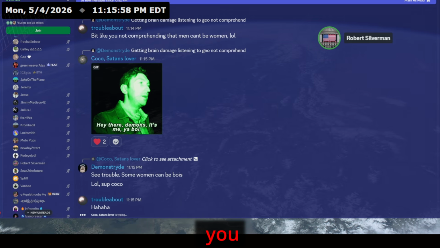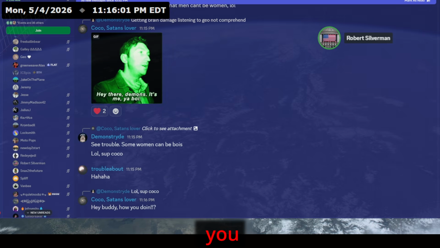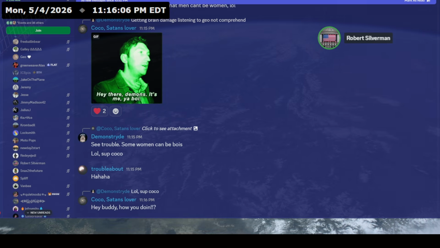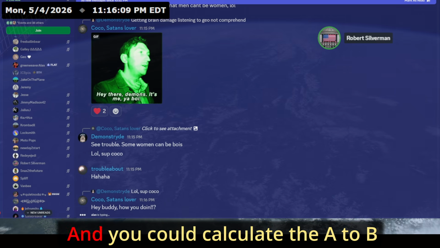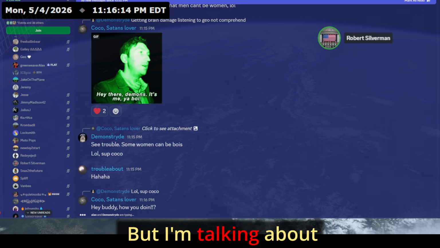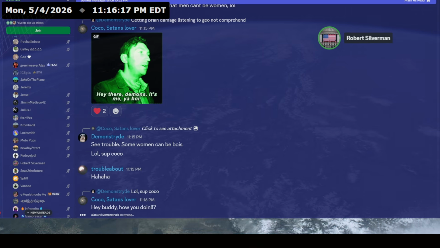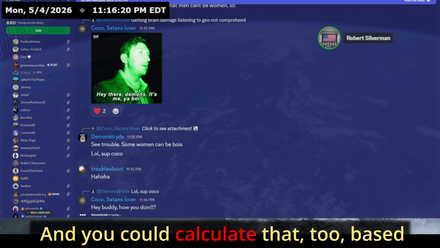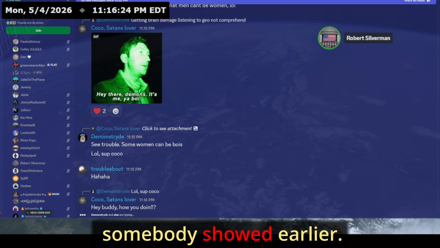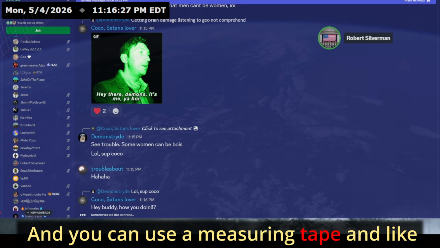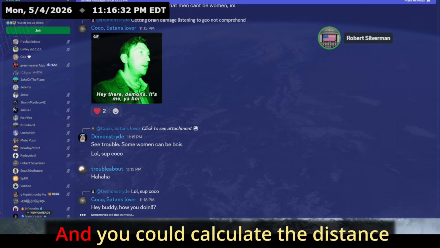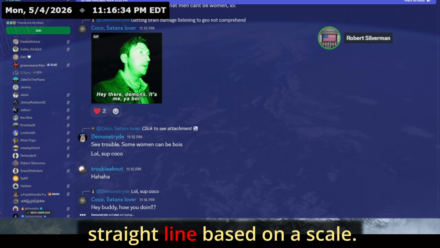When you're planning out a trip, you're not calculating an A to B distance. You're calculating the distance you have to travel on the roads you travel. If you're looking at a map, there's a scale on the map, and you could calculate the A to B distance using that scale. But I'm talking about the distance you travel. I understand the A to B distance, and you can calculate that too based on a scale on a map, which somebody showed earlier. You can use a measuring tape and a set of blueprints. The scale says 1 inch equals so much, and you can calculate the distance between two points in a straight line based on a scale.